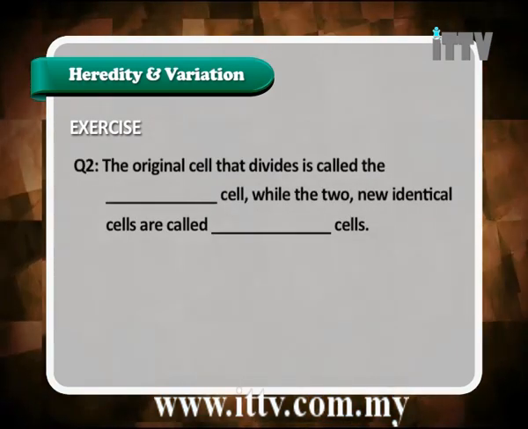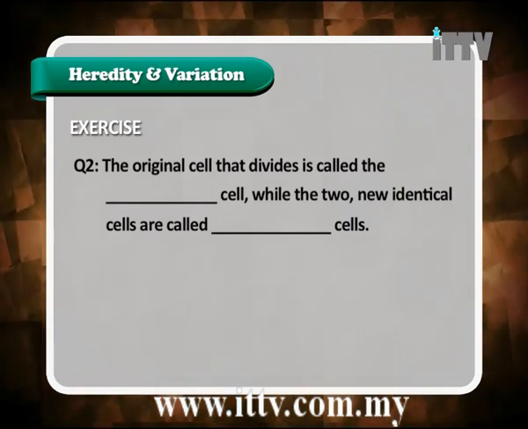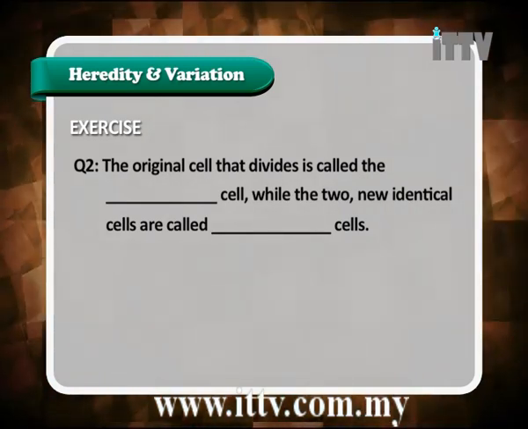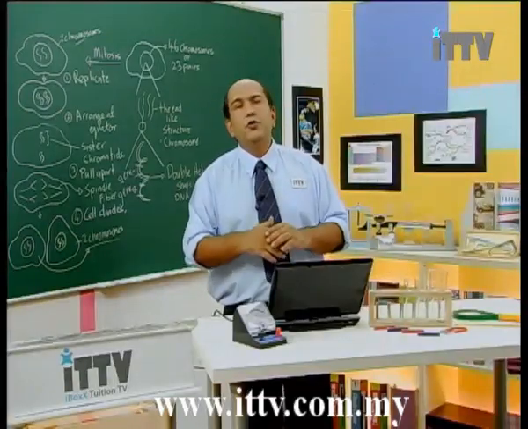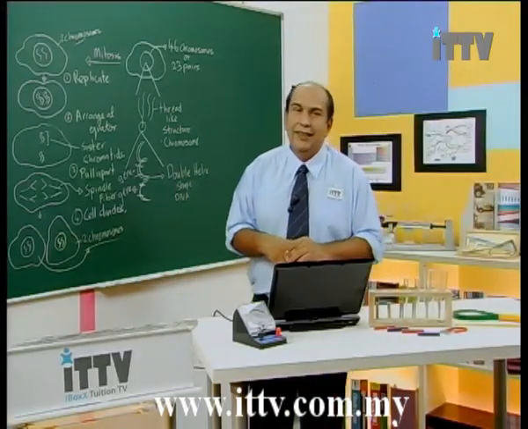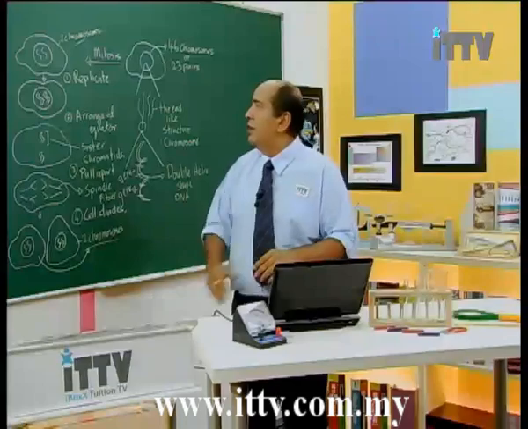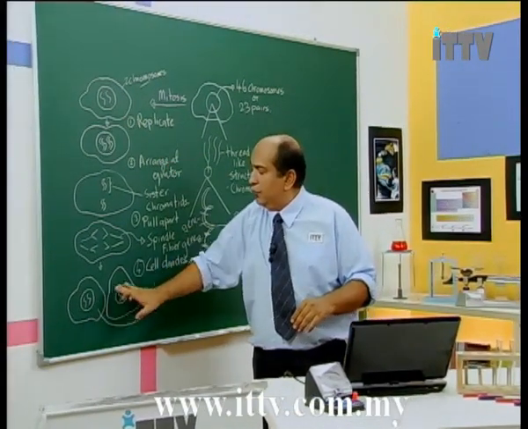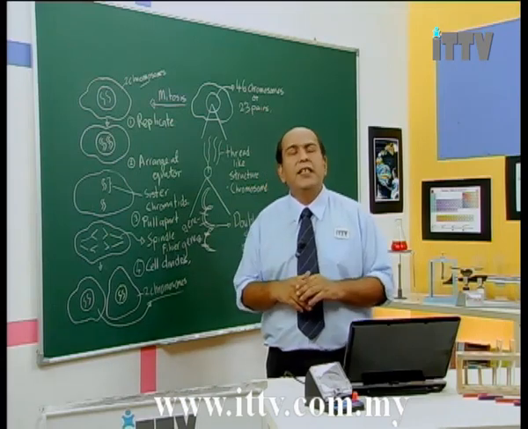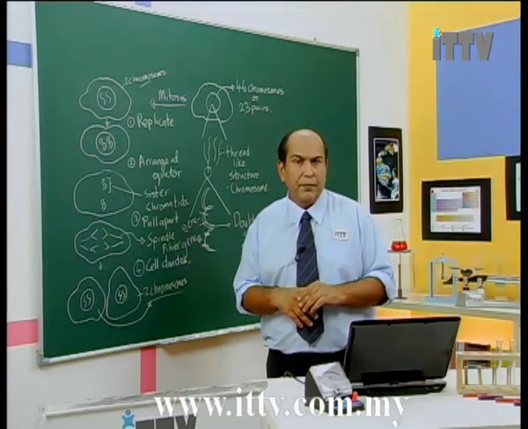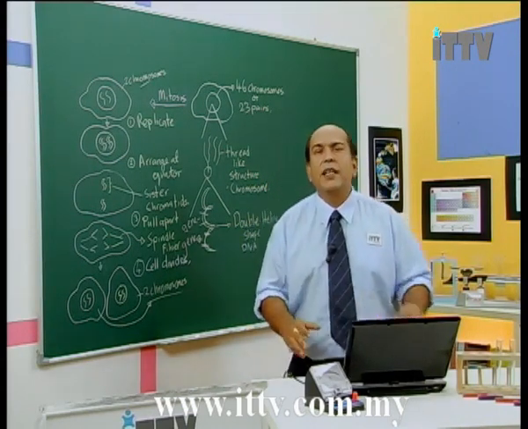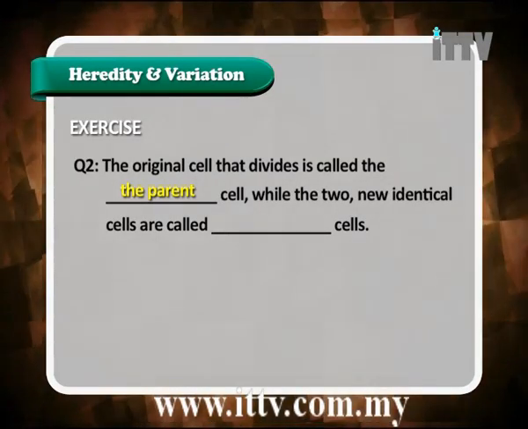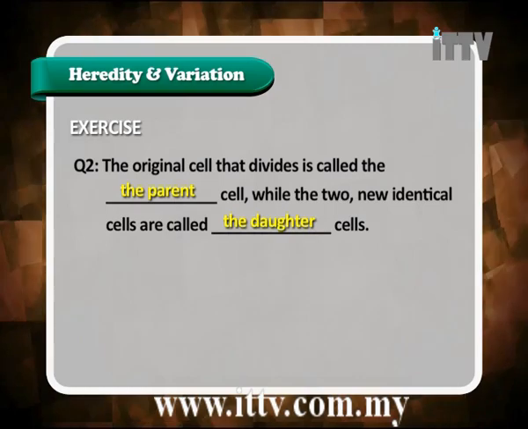Question. The original cell that divides is called the what cell, while the two new identical cells are called what cells? You should have been listening to me here. So what do we actually call the original cell and the two new cells down here? There's a particular name for them. Have you written them down? Let's check the answer. The parent cell, the daughter cell.